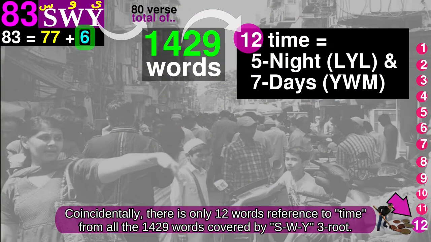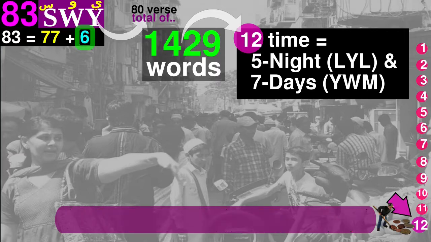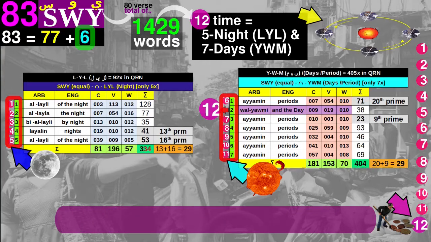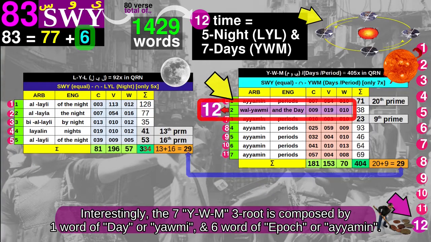Coincidentally, there is only 12 words referenced to time, from all the 1429 words covered by SWY3 root. This is 5LYL3 root, for the word night, and 7YWM3 root, for the word day and epoch. Interestingly, the 7YWM3 root is composed of 1 word of day, or yomi, and 6 words of epoch, or ayamin.